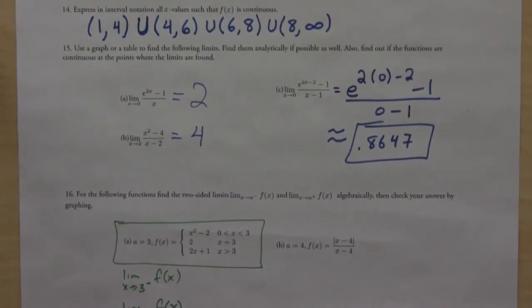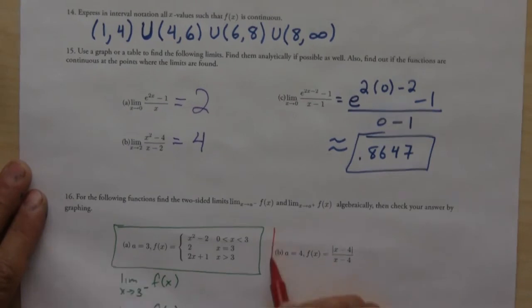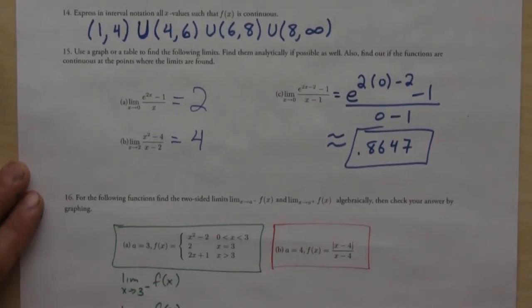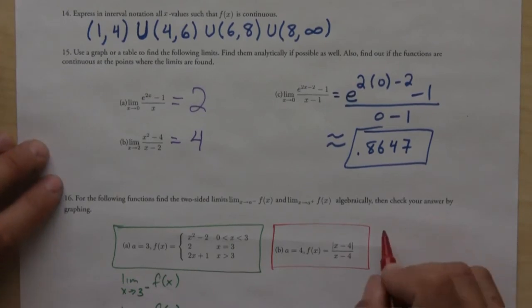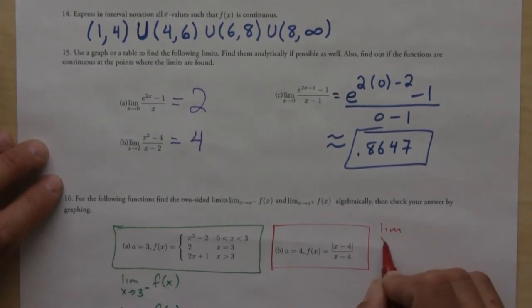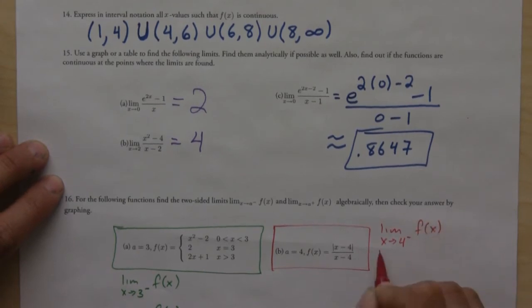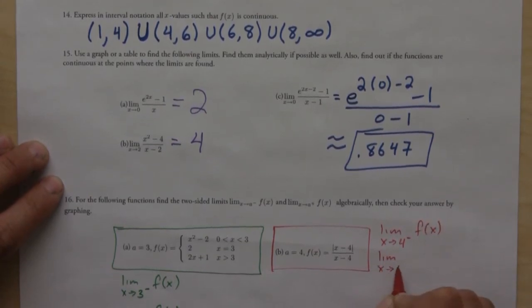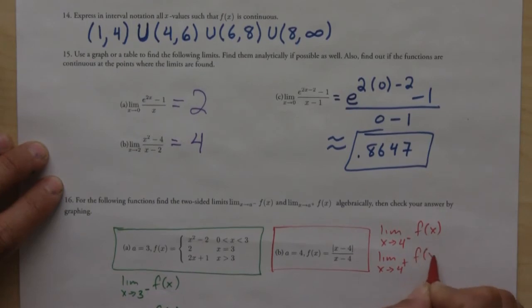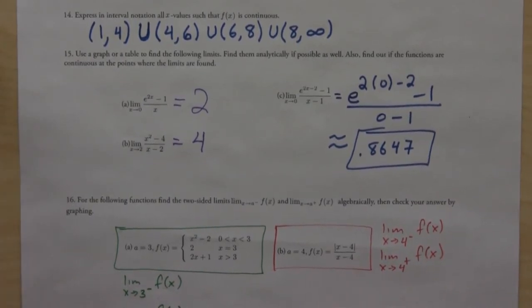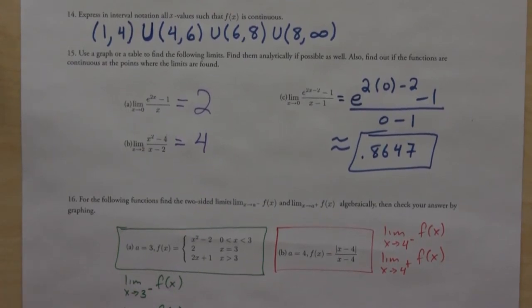Okay, now let's go on to the next function, this guy right here. And so we're going to find the limit as x approaches 4 from the left, and the limit as x approaches 4 from the right. Now, although this doesn't look like a piecewise function, in reality, it can be described as a piecewise function.